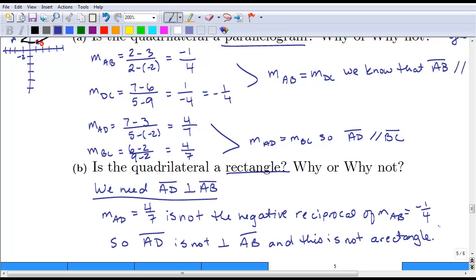So that is an algebraic way, an analytic geometry way, of figuring out whether or not a given quadrilateral is either a parallelogram or a rectangle. So this concludes the video for 4.4. Please go online and complete the homework for this section, and then watch the video for 4.5.